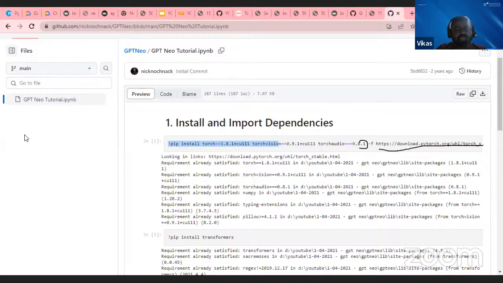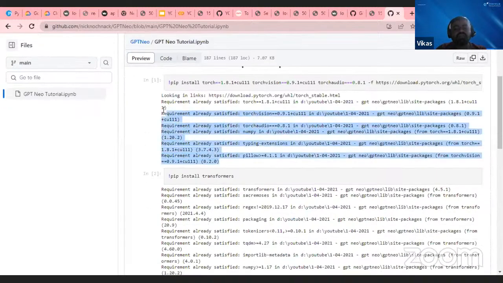So once we install the dependencies, guys, it will take some time, like 2 to 5 minutes. Then you can see here this kind of result that it downloaded the Torch version, Torch Vision, Torch Audio, everything. This will be a success message.